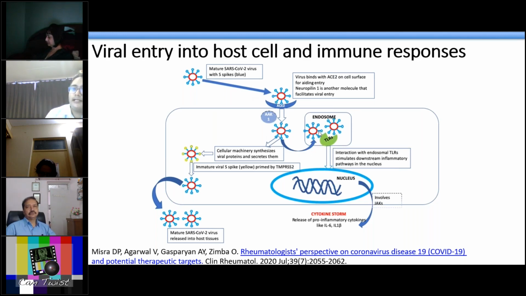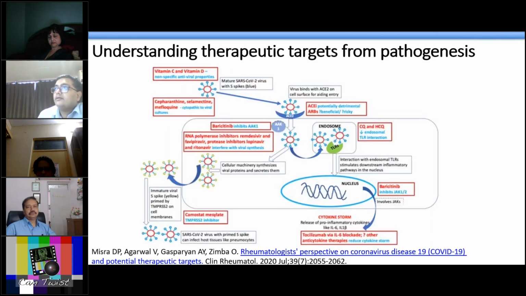Further, once it enters the endosome, it can interact with TLRs, TLR3 and 7, and stimulate downstream inflammatory pathways. The TLR interactions and interactions with RIG and other interferon-sensing receptors in the cytosol lead on to interferon responses, predominantly type 1 interferon responses. Once inflammatory pathways are activated, there results a cytokine storm in a minority of patients, releasing pro-inflammatory cytokines like IL-1 beta and IL-6. So with this diagram, we can understand overall the various therapeutic strategies that are being explored.